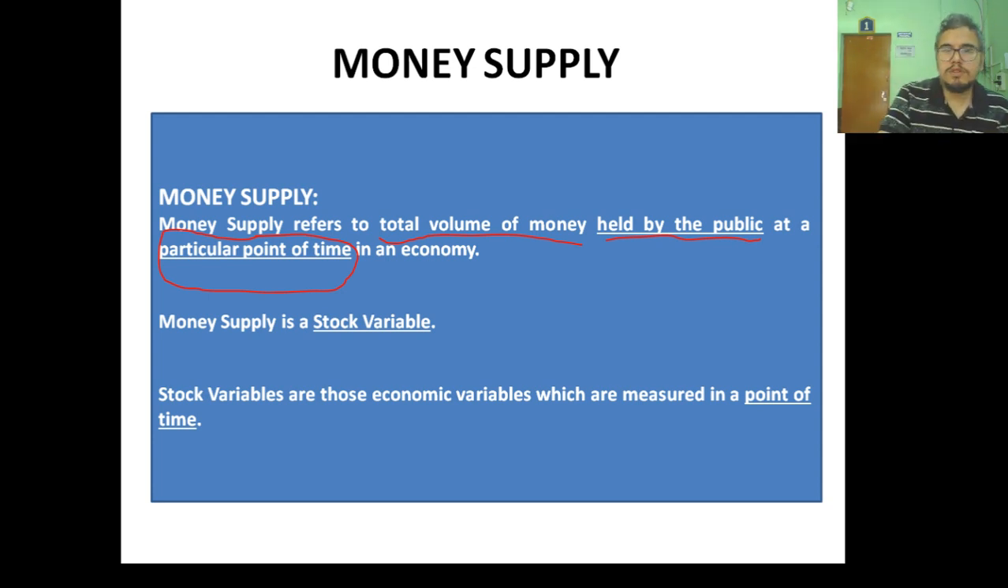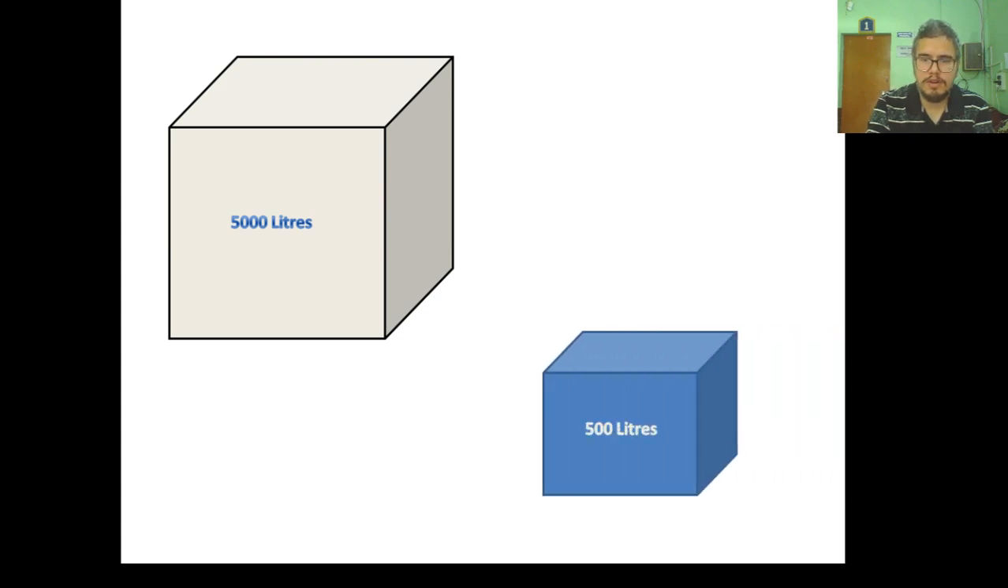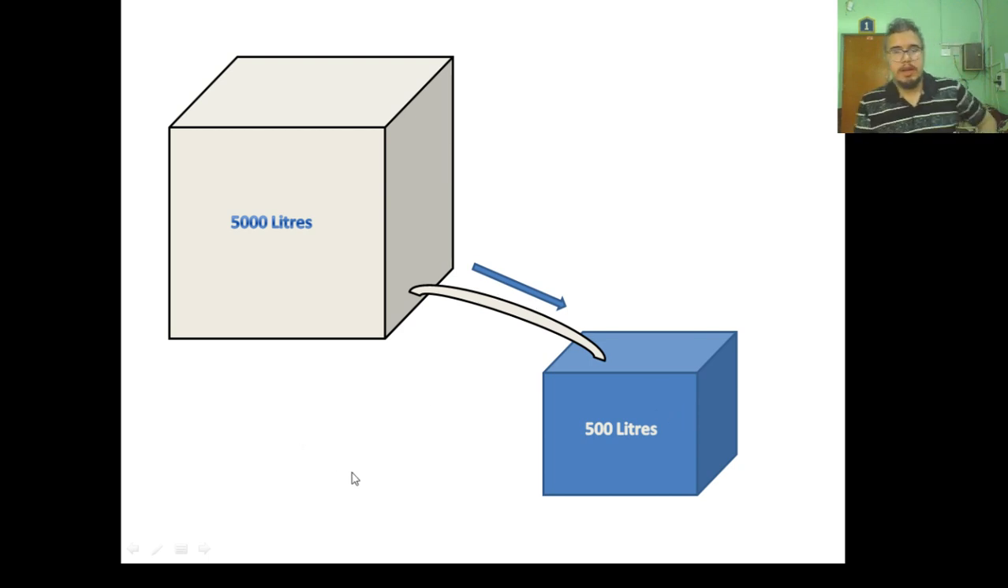So we will take an example. Let's say there are two tanks. The first tank is a bigger tank and it is of 5000 liters. The second tank is of 500 liters, and the water is being released from the bigger tank to the smaller tank in this way. You can easily see the arrow here. The capacity of the first tank, that is the bigger tank, is 5000 liters and the capacity of the smaller tank is 500 liters.